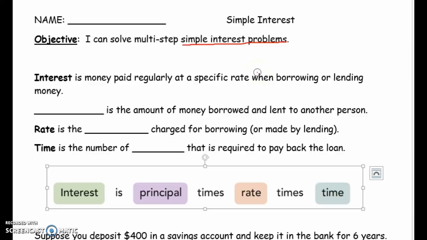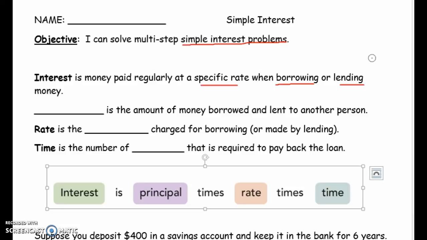So interest is money paid regularly at a specific rate when borrowing or lending money. So for example, when I buy a car, I'm going to borrow the money. I don't have enough cash right up front to pay for the car. So when I borrow the money, I have to pay a little extra back as a fee for borrowing the money. So if I go to the bank and I borrow money, the bank is going to charge me a certain percent of what I borrow so that they can make money too. That's how banks make money.